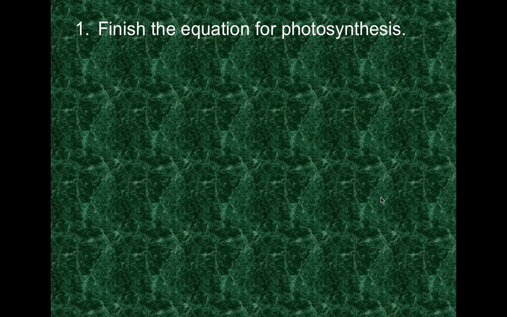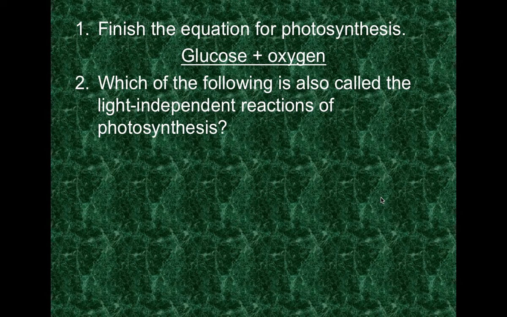With the questions at the bottom, finish the equation for photosynthesis. So you have carbon dioxide plus water, and notice you've got the light above the arrow. That means in the presence of light. After that, you just need to add glucose and oxygen. That's what comes out at the bottom of the chloroplast there. Which of the following is also called the light independent? In other words, it works independently without light in photosynthesis. That would be the Calvin cycle.